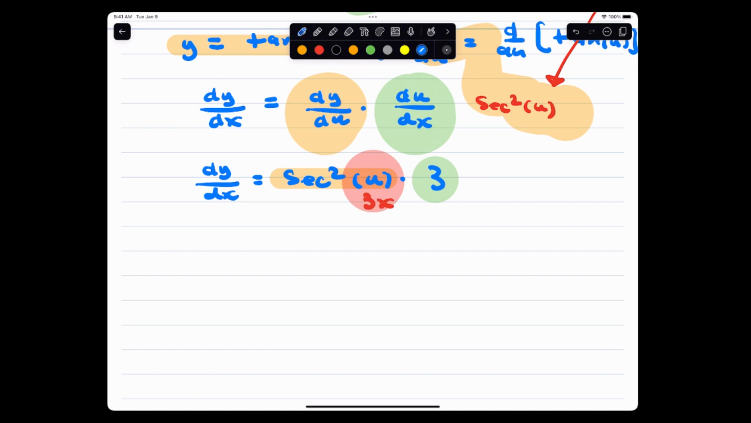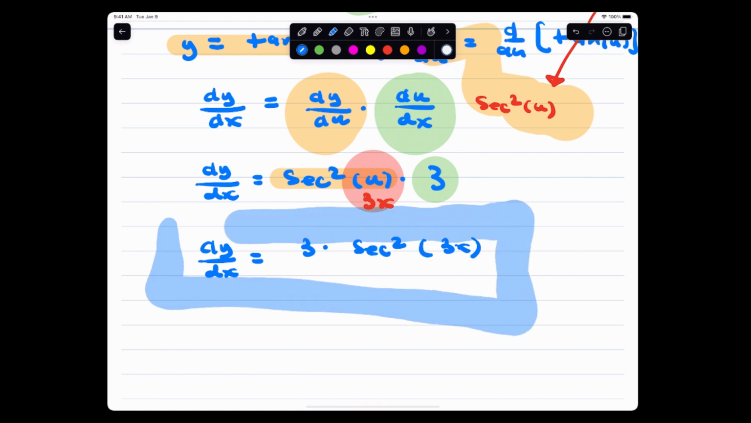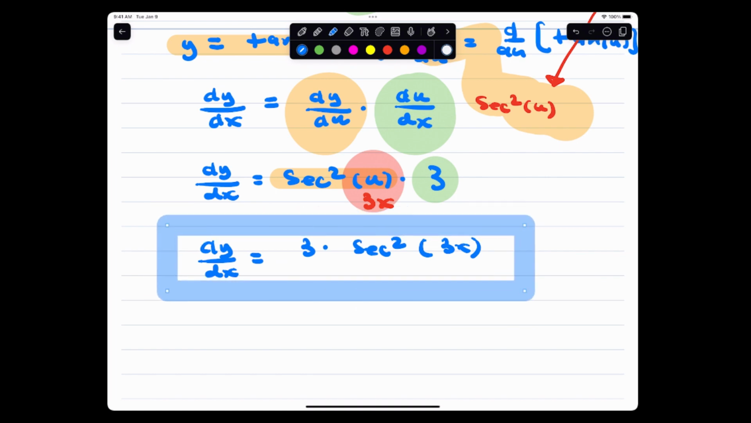Okay, final answer. You said, Mr. Judge, I looked in back of the book and I saw 3 times secant squared of 3x. Yeah, because they like putting the constant in front of your function. And there it is, ladies and gentlemen. Easy peasy lemon squeezy.